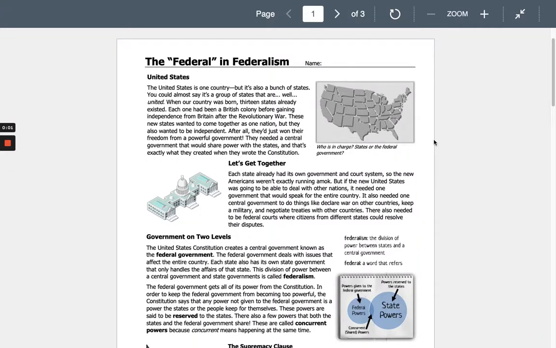The Federal in Federalism from iCivics. The United States is one country, but it's also a bunch of states. You could almost say it's a group of states that are, well, united.